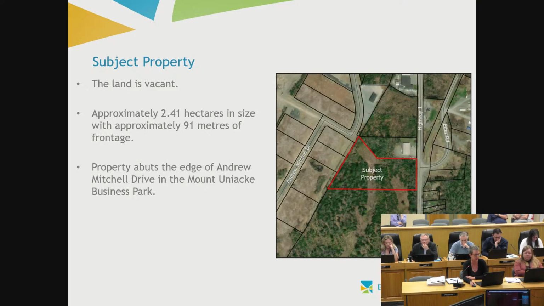The land is currently vacant, although the developer has recently cleared the front portion of the lot to enable development. The property abuts the edge of Andrew Mitchell Drive in the Mount Uniacke Business Park, and you can see that just here where my cursor is.